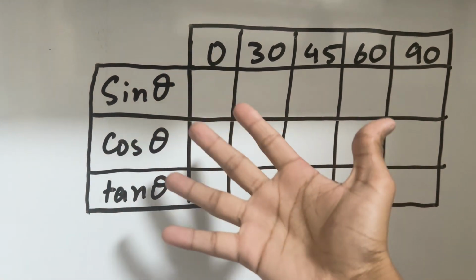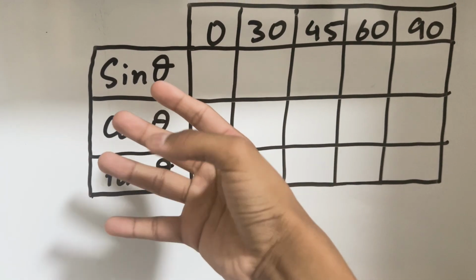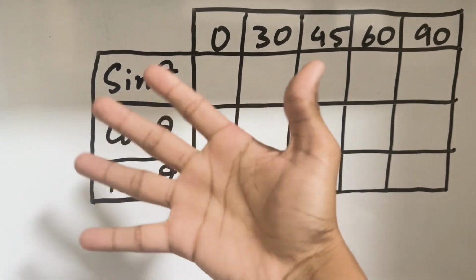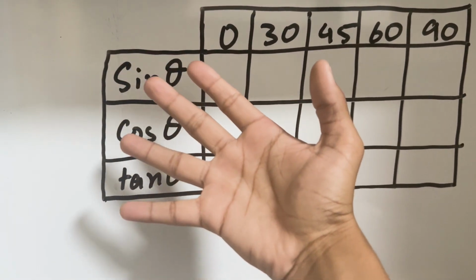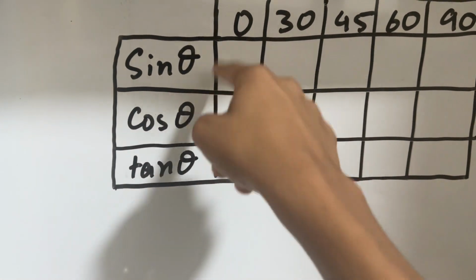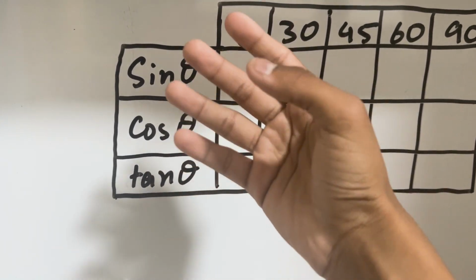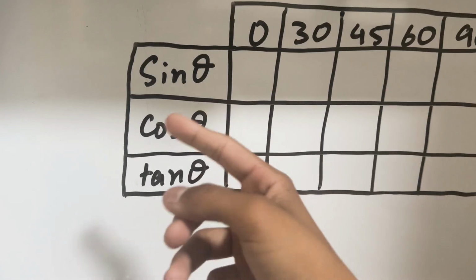So what we're going to do is take our hand like this, okay? So we have 0 degrees here, we have 30 here, 45 here, 60 here, and 90 here. Memorize this. So what you're going to have to do for sin theta is, for 0 degrees over here, we're going to take the number of fingers below that, square root that, and divide it by 2.